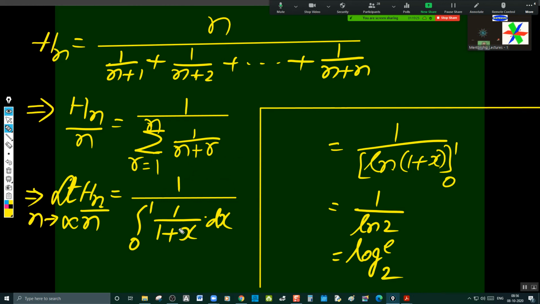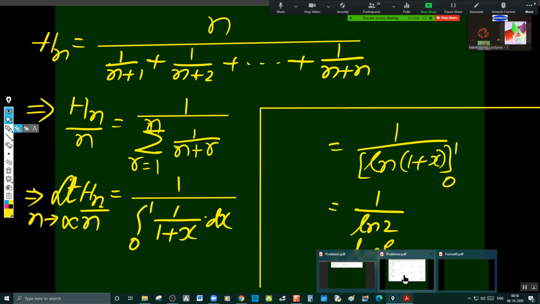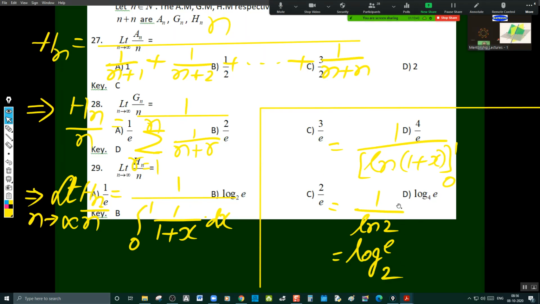So we got it. Log of 1 plus x. Limits applied. So the final answer is 1 upon log 2. And if you bring it to the numerator, that becomes log 2 to the base e. Let us check the option. So he has given it as B. This one is B.